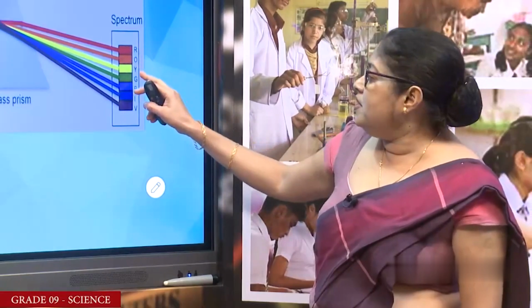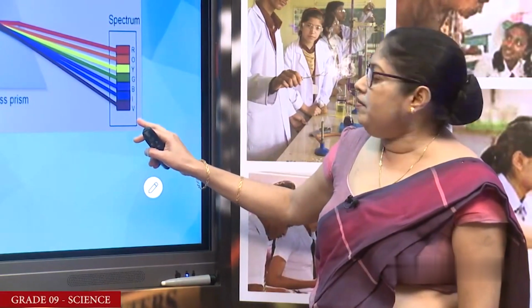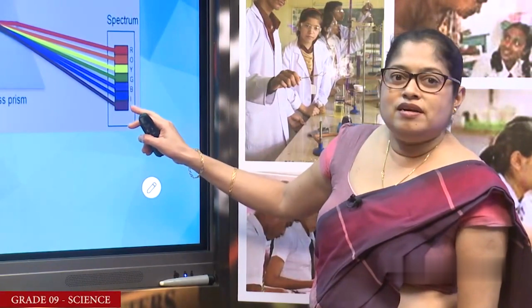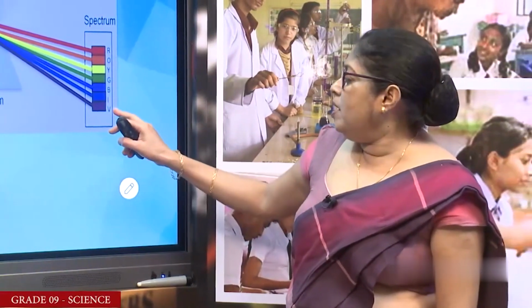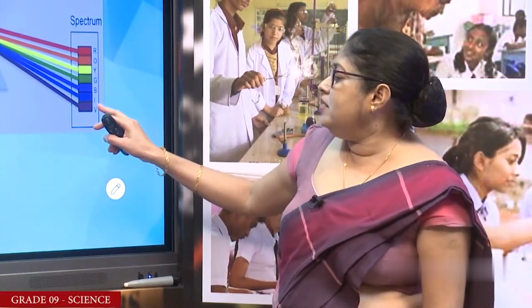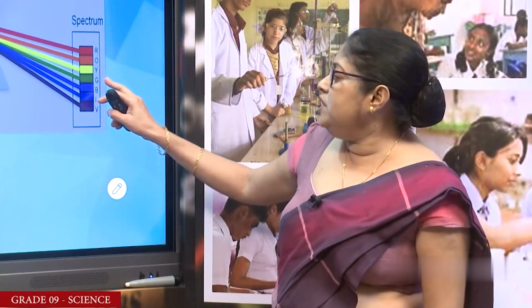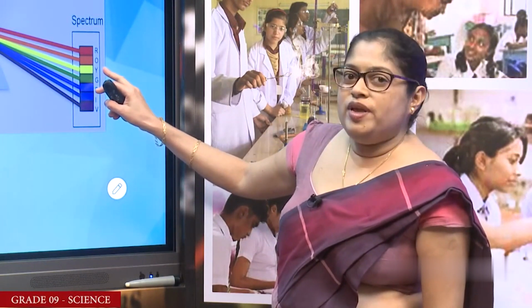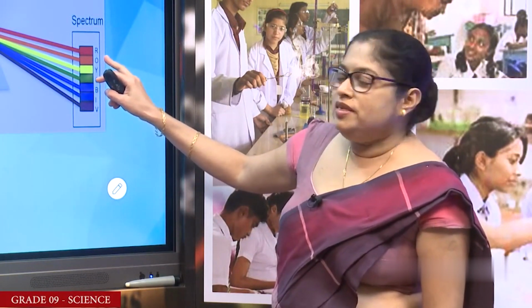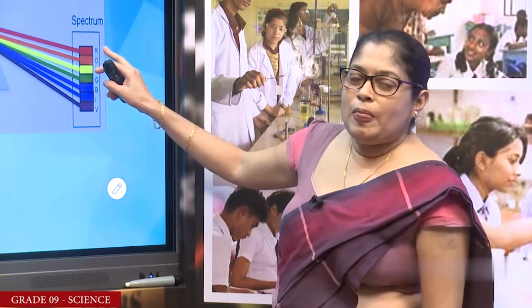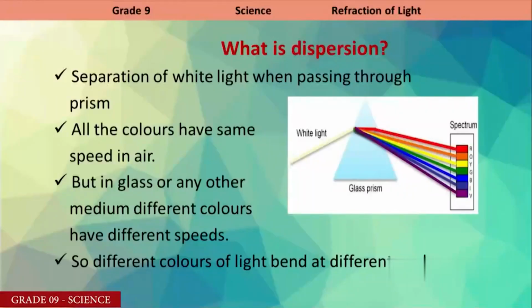It consists of 7 colors. Let us read the colors from the bottom. V for violet, I for indigo, B for blue, G for green, Y for yellow, O for orange and R for red. I will tell you a short way to remember this. You can call this Vibgyor. Then you can remember the colors of the spectrum in order.